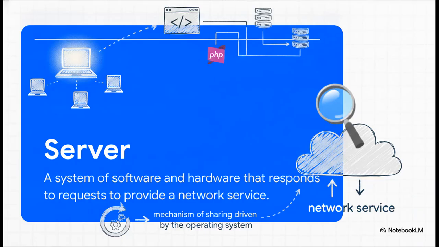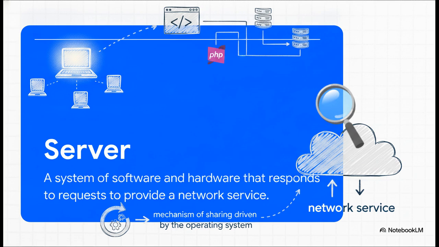Now, before we start throwing around terms like gigabytes or processors, let's actually redefine what a server really is. At its core, a server is just a system, a mix of software and suitable hardware that responds to requests across a network to provide a service. The absolutely crucial distinction here is that server usually refers to a role, not necessarily a specific machine. Basically, any computerized process that shares a resource with clients is technically a server.